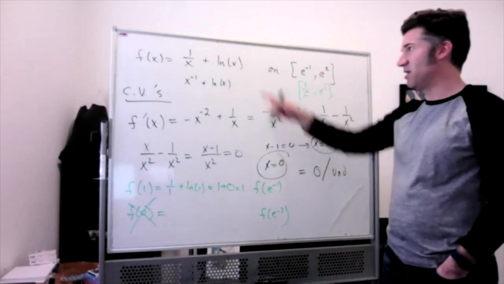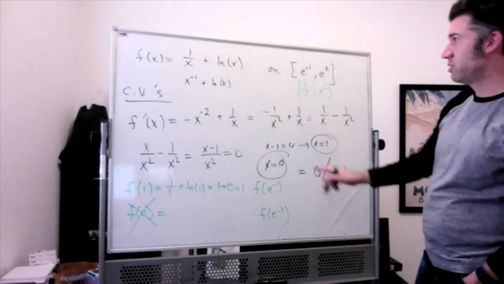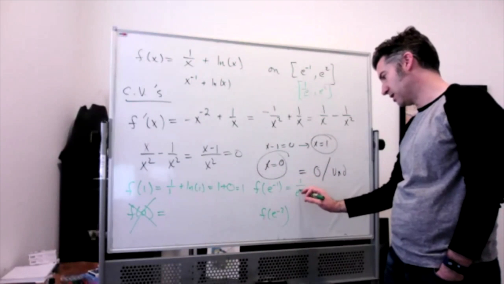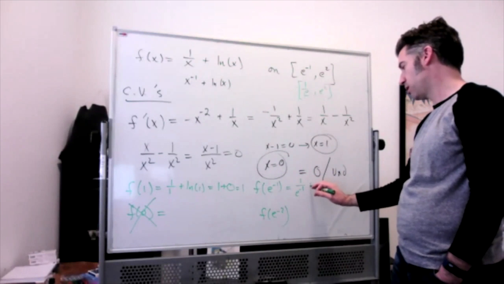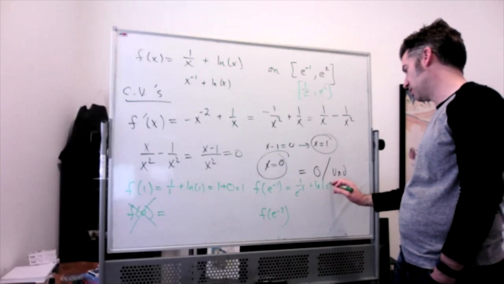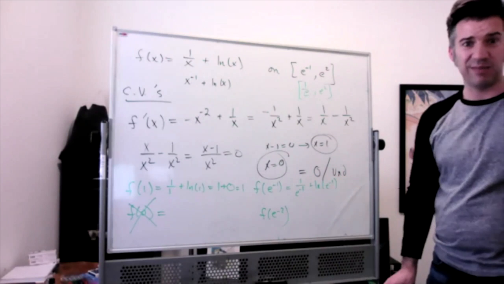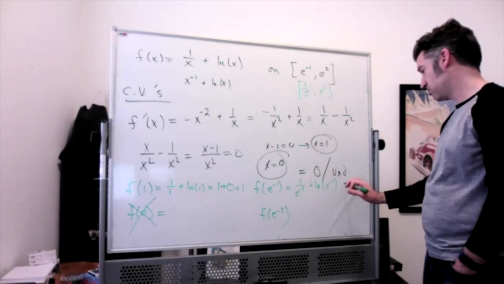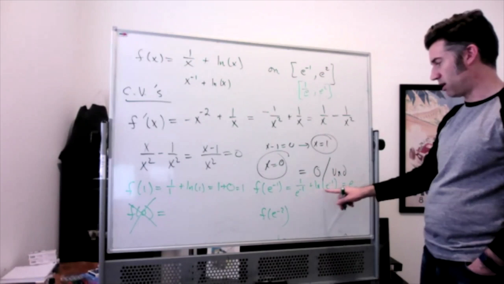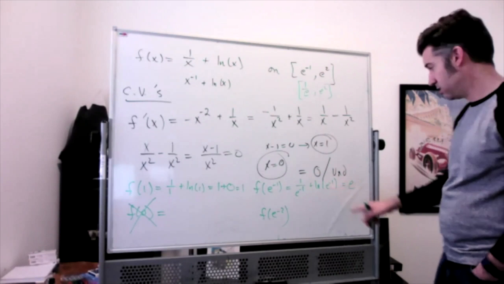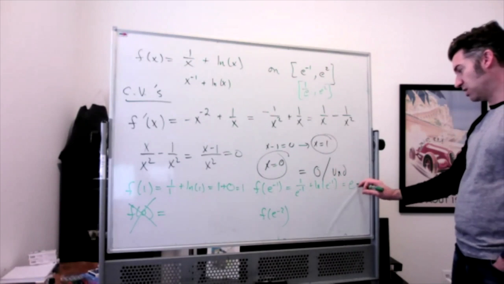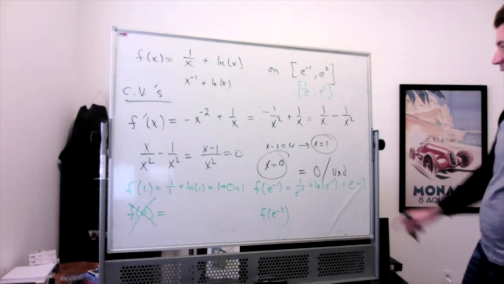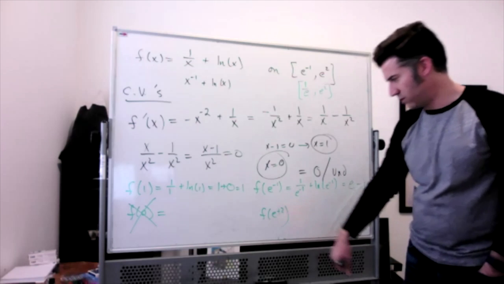Now let's do f of e to the negative 1. So I'm going to get 1 over e to the negative 1 plus the natural log of e to the negative 1. That's not as bad as it looks. 1 over e to the negative 1 is just e. And the natural log of e to a thing is just the thing. So the natural log of e to the negative 1 is just negative 1. See, e minus 1. And then I wrote negative 2 here, but that should be a positive 2.